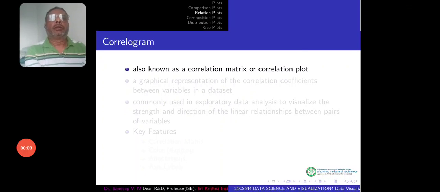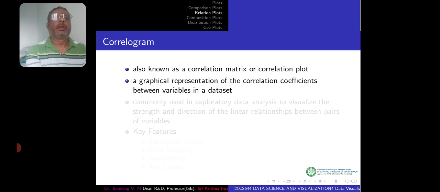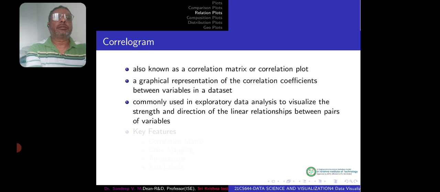The next one in the relation plot is the correlogram. It's also known as a correlation matrix or correlation plot. It's a graphical representation of correlation coefficients between the variables in the data set. It's commonly used in exploring and analyzing data, and to visualize the strength and direction of the linear relationship between pairs of variables.